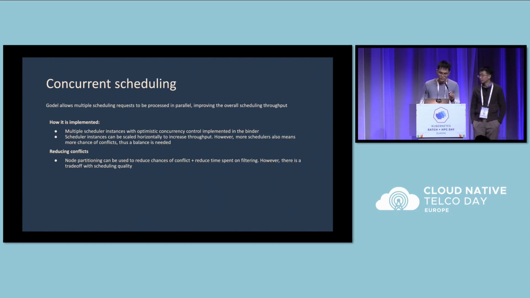So Godot supports concurrent scheduling. I think this is pretty obvious by now. We can have multiple scheduler instances running at the same time, and the binder is in charge of resolving the conflicts for the scheduling decisions. However, having more scheduler instances also results in higher chance for conflict. So actually a balance is needed when scaling the number of scheduler instances.